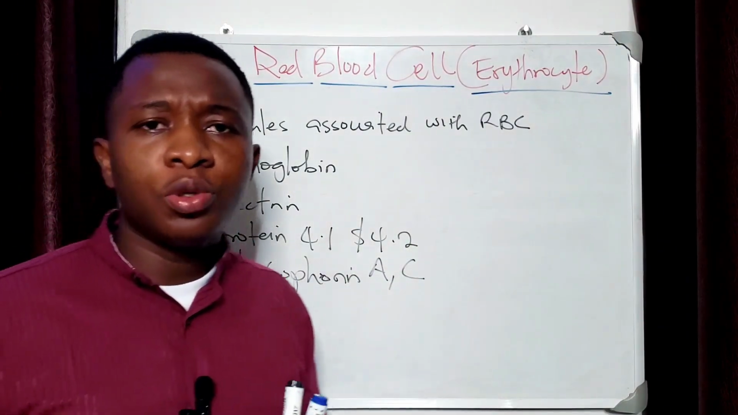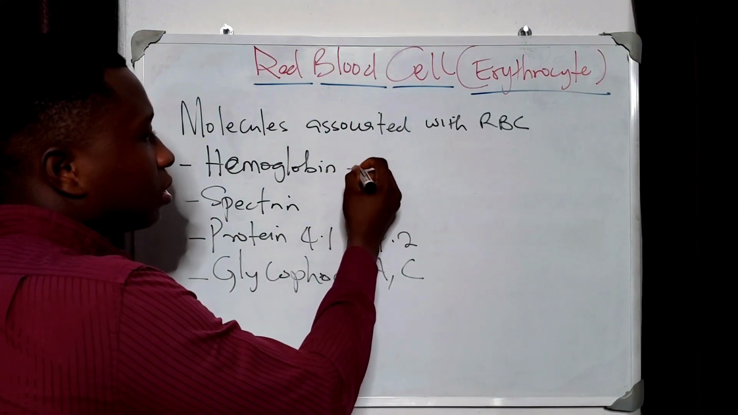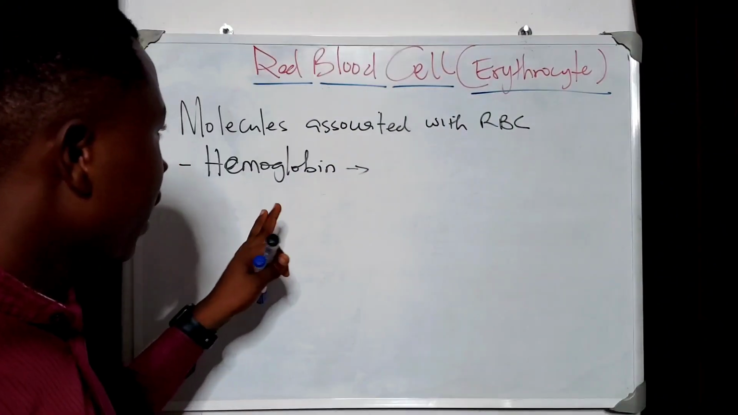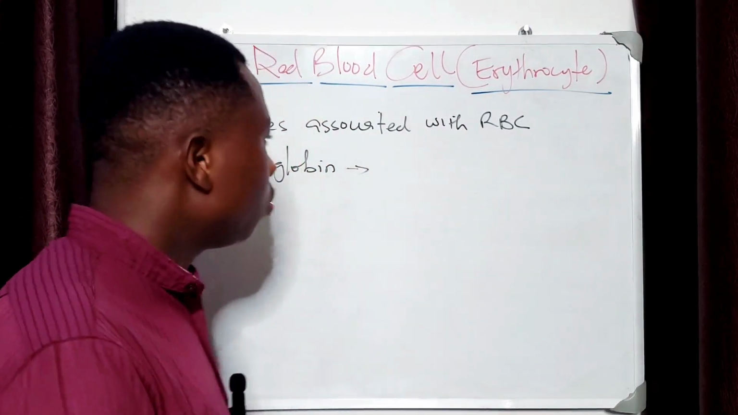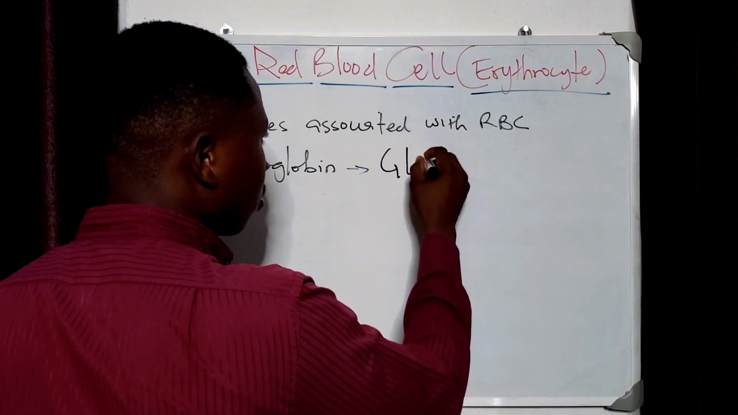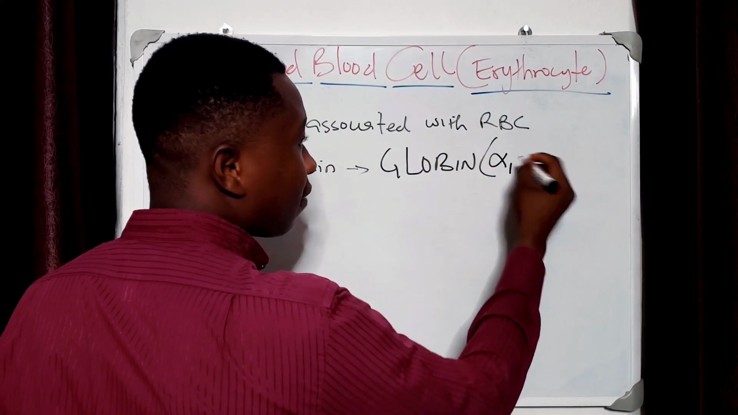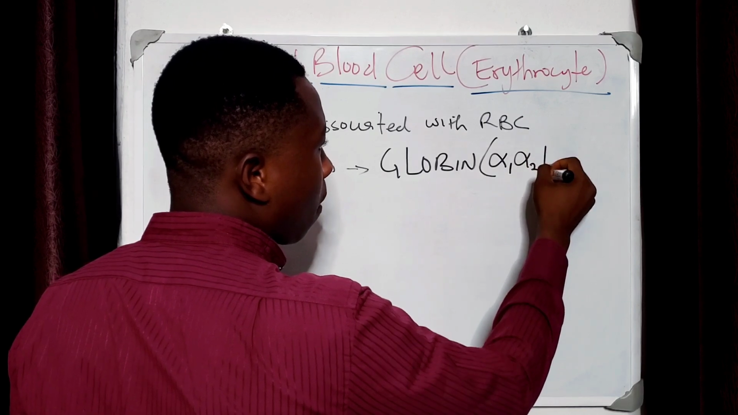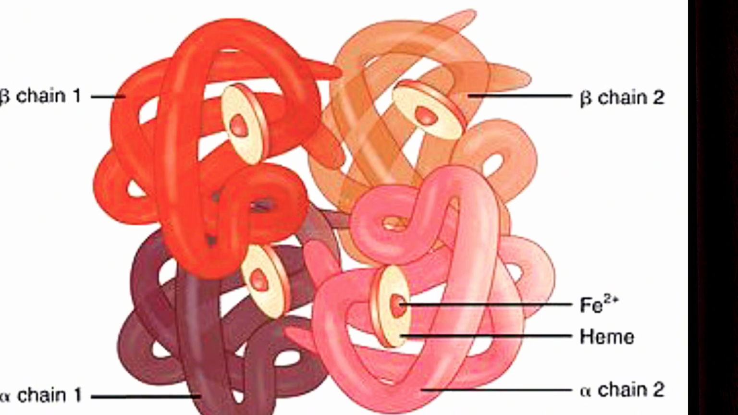But in this video, I'm going to be talking about the hemoglobin, because this is the most important of them all. Now, looking at the hemoglobin, the hemoglobin is made up of 4 protein molecules called the globin. And they are 4 in number: the alpha 1, alpha 2, beta 1, and beta 2. Okay, now each of these globin molecules contains a red pigment called the heme.